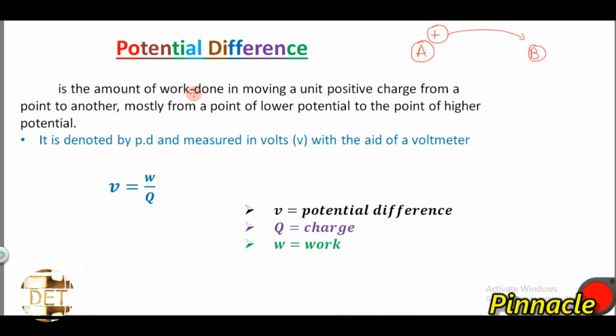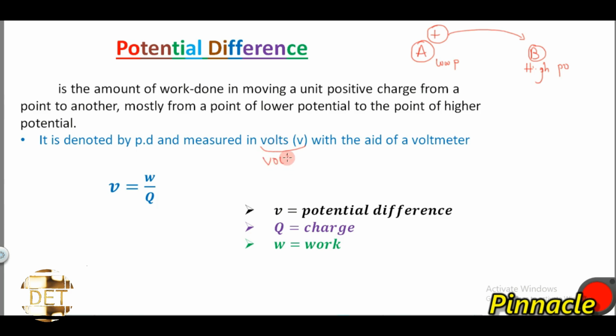So potential difference is the work done in moving a unit positive charge from one point to another, mostly from a point of lower potential to a point of higher potential. So here we have a lower potential to a point of high potential. So that's what potential difference is all about. So potential difference, it is denoted by PD. PD means potential difference, and it is measured in volts. The short form is volts.